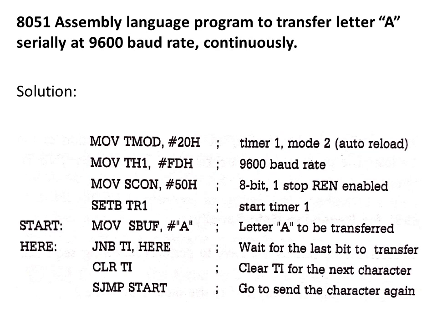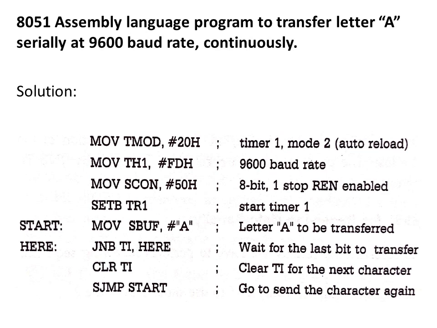Now let us write one assembly level program by considering the previously stated steps to transmit some letter serially using the 8051 microcontroller. Now the program statement is: 8051 assembly language program to transfer letter A serially at 9600 baud rate continuously. The requirement here is to write one assembly language program to transmit a letter A serially using the 8051 microcontroller, and the baud rate is also specified, that is 9600.